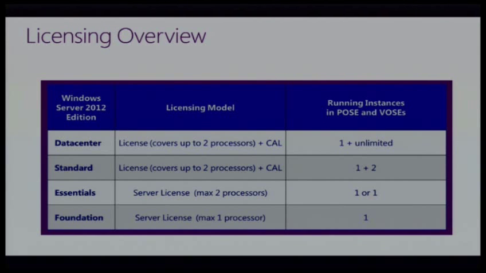Let's look at licensing the new editions of Windows Server 2012. This table provides a licensing overview where both Data Center and Standard Edition share a common licensing model, with each license covering up to 2 processors and requiring a CAL, or Client Access License, for any user or device that accesses an instance of the server software. Again, these 2 models are optimized for cloud computing. Essentials and Foundation Editions are server licenses. Essentials covers up to 2 processors and Foundation covers 1 processor. Again, these models are ideally suited for small businesses.